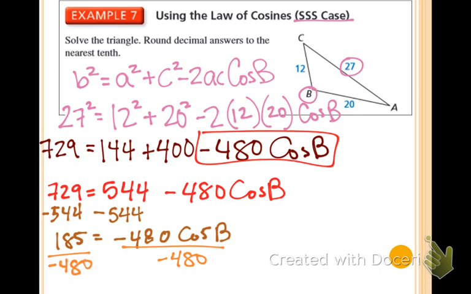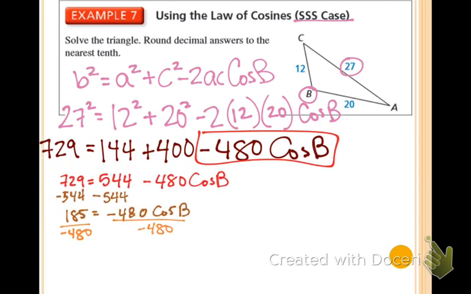I know I am running out of room. We are about to do that, so yes, keep that in mind. Keep it in your calculator. What do we get as a decimal? .3854, yada yada. Keep it in your calculator.